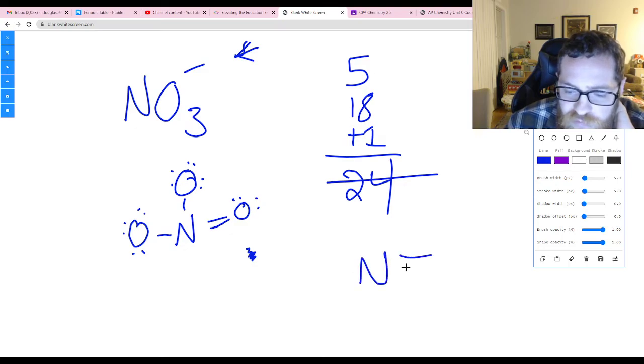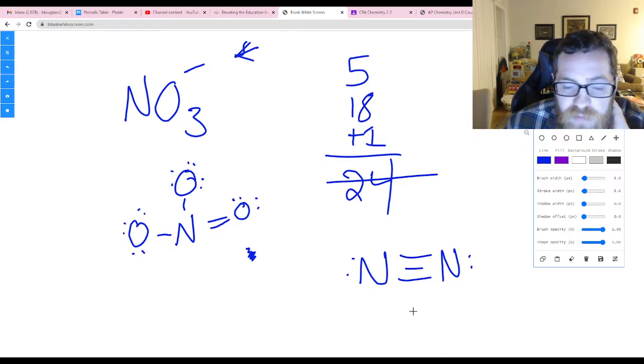We also have triple bonds, which are even stronger and shorter than double bonds.